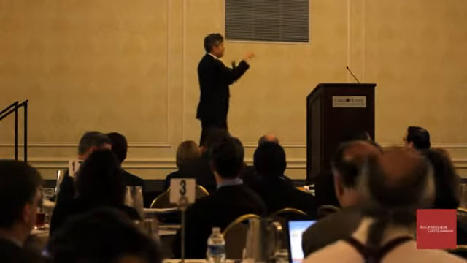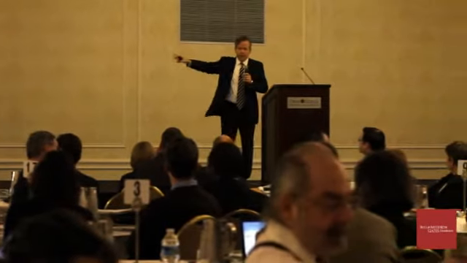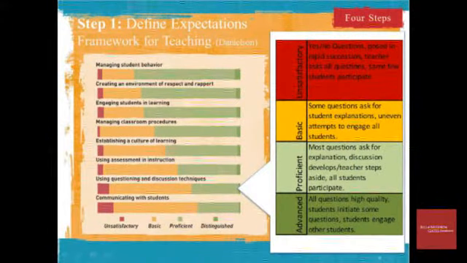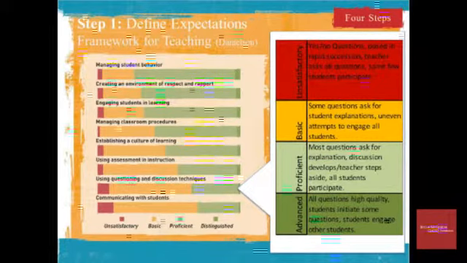Now, you'd get a high score, an advanced score on this competency if the questions asked students to explain their understanding, to explain how they came up with a particular answer. If the students started to initiate some of the questions, and better yet, if the students started to ask each other questions, and if most of the students in the class were involved in the questions. So that would get you a high score, an advanced score.